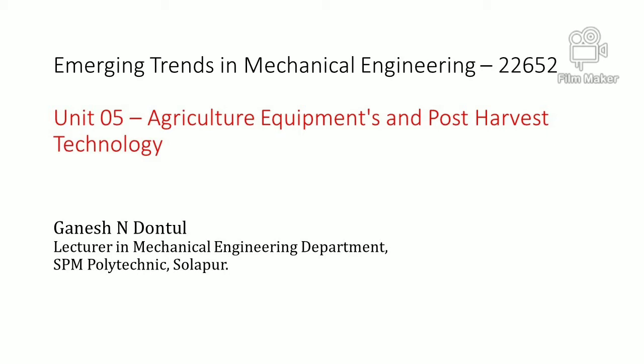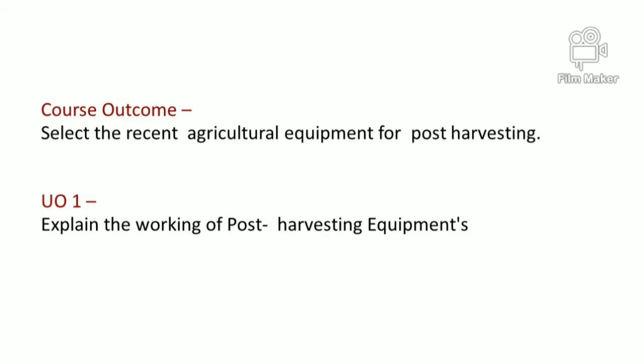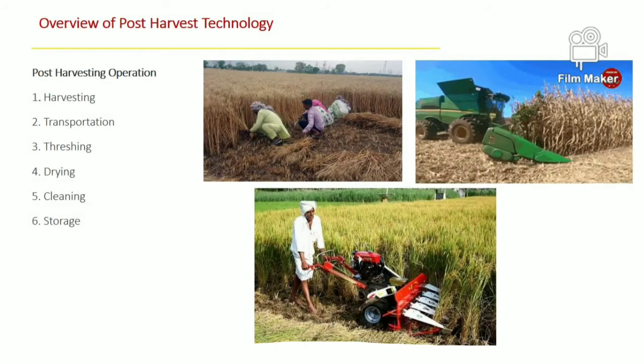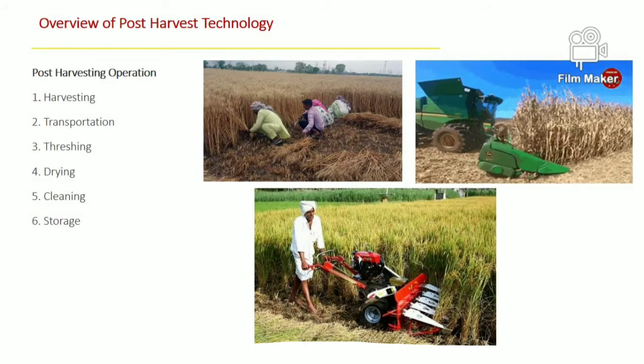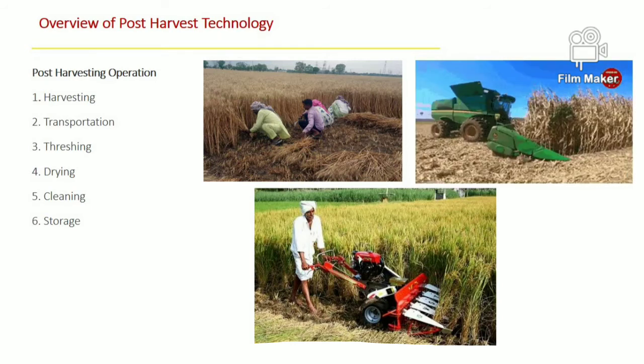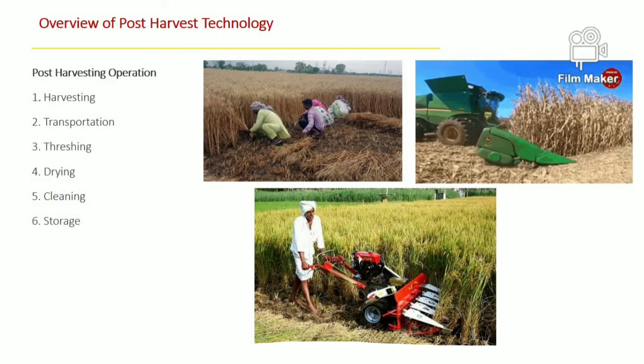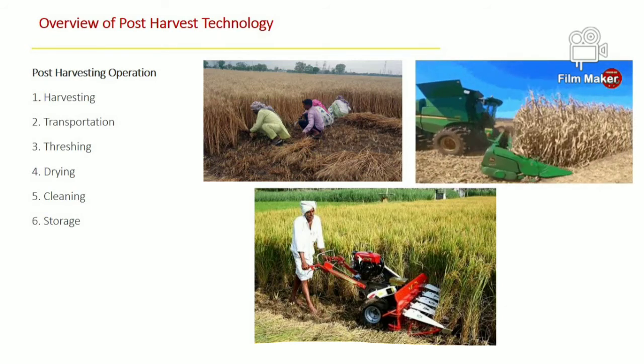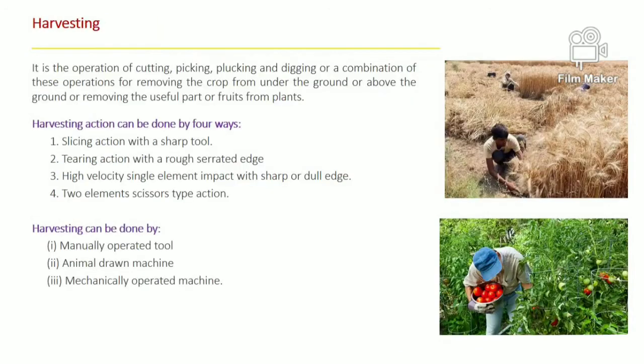Already we have started a discussion on unit number 5, that is agriculture equipments and post harvesting technology. The course outcome related to this unit is select the recent agriculture equipments for post harvesting. For better understanding, the unit outcome is explain the working of post harvesting equipments. The different post harvesting operations are harvesting, transportation, threshing, drying, cleaning and storage.